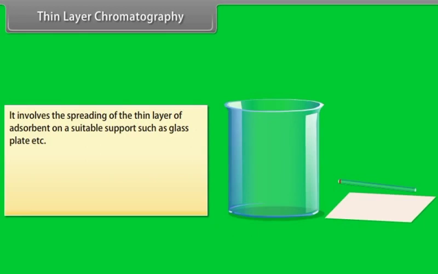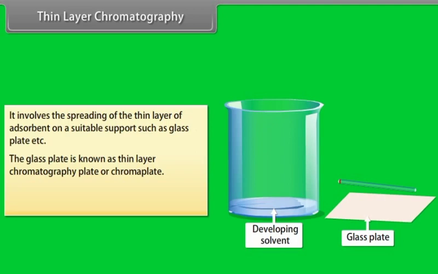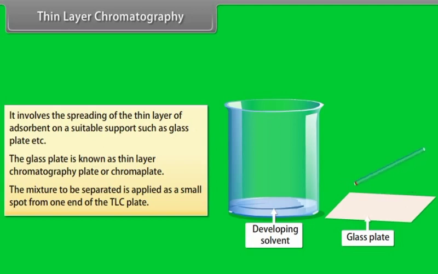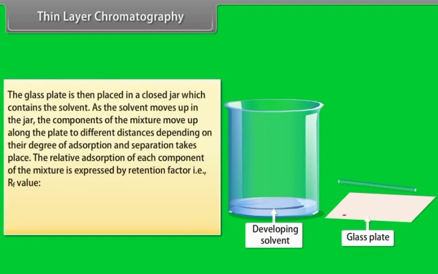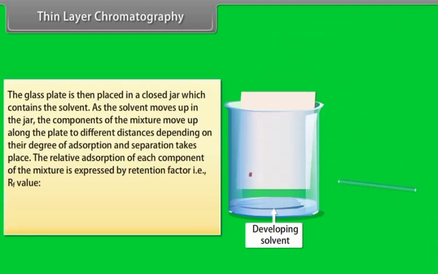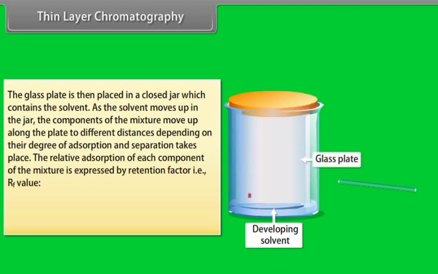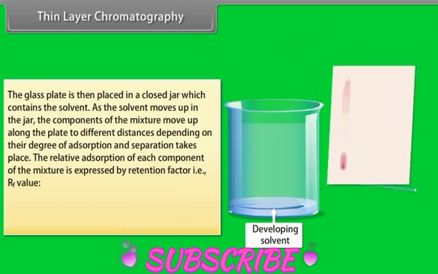Thin layer chromatography. It involves spreading a thin layer of adsorbent on a suitable support such as a glass plate. The glass plate is known as a thin layer chromatography plate or chroma plate. The mixture to be separated is applied as a small spot near one end of the TLC plate. The glass plate is then placed in a closed jar which contains the solvent. As the solvent moves up in the jar, the components of the mixture move up along the plate to different distances depending on their degree of adsorption, and separation takes place.